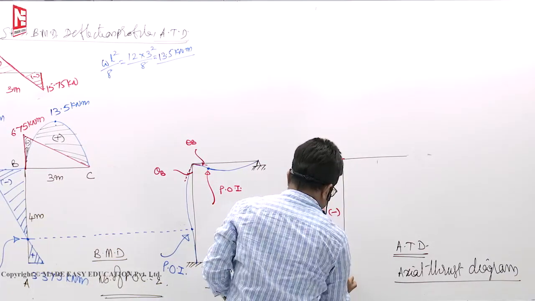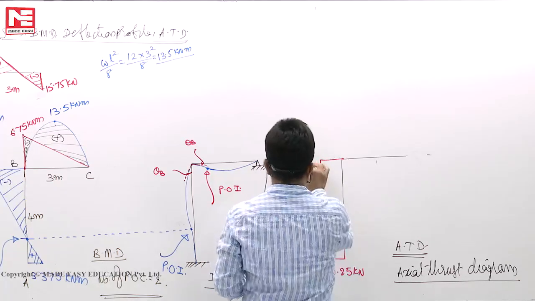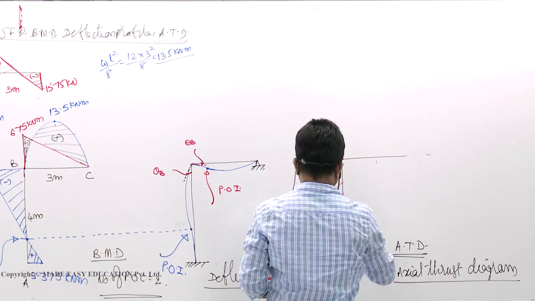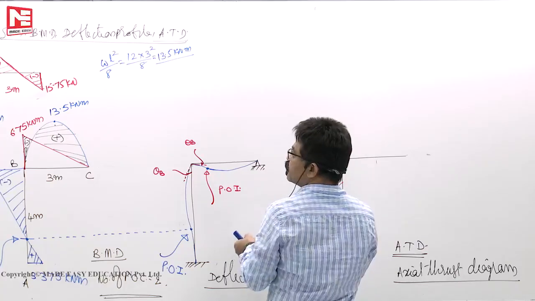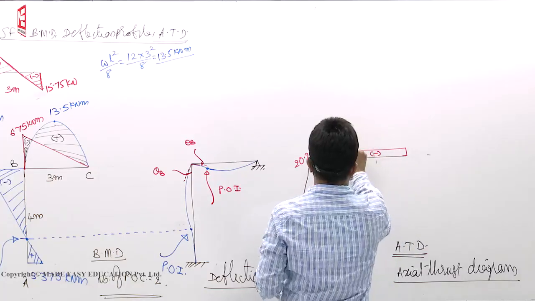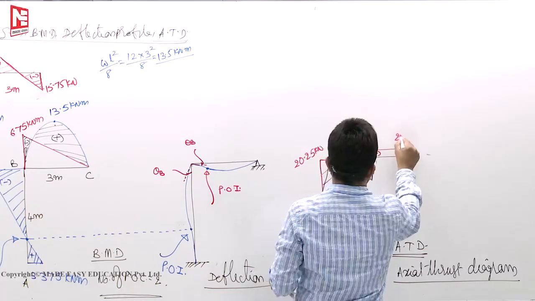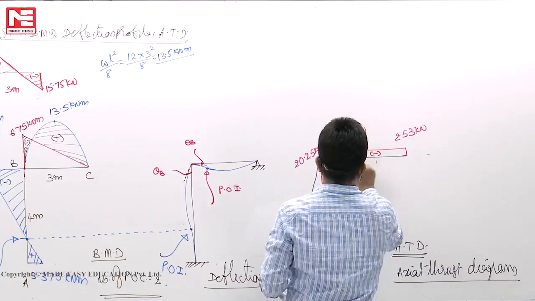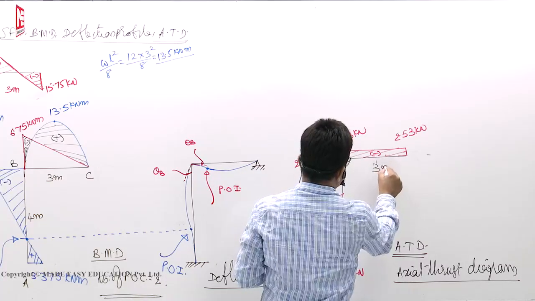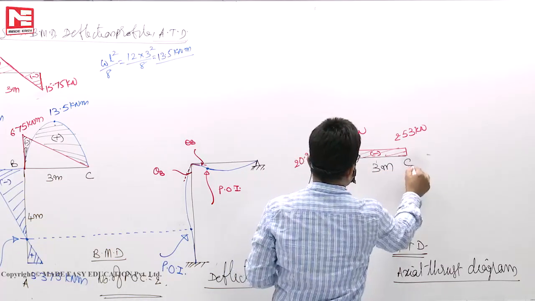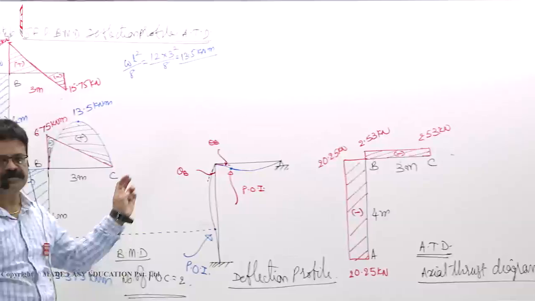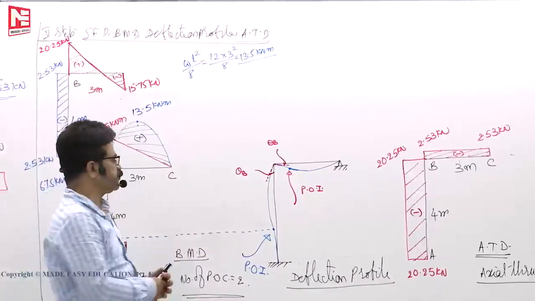Compression we take as negative. This is also 20.25. Next, BC member 2.53, minus. This is 4 meters. This is 3 meters. A, B, C. Like that. So now you have understood how to draw the shear force diagram, bending moment diagram, deflection profile, etc.